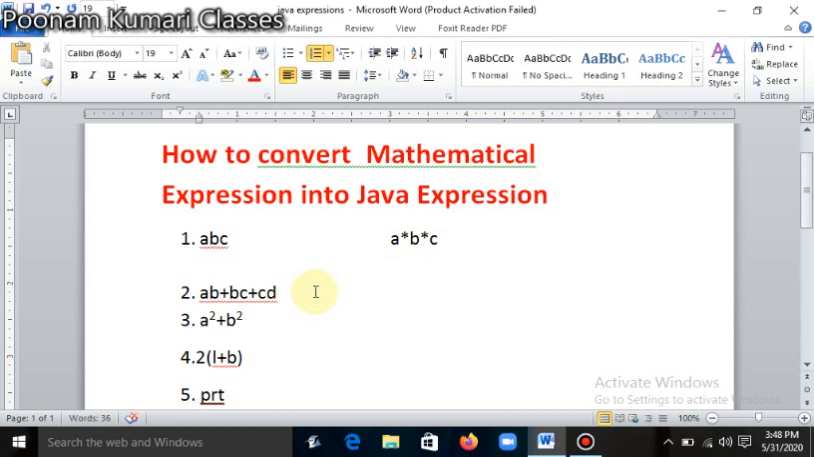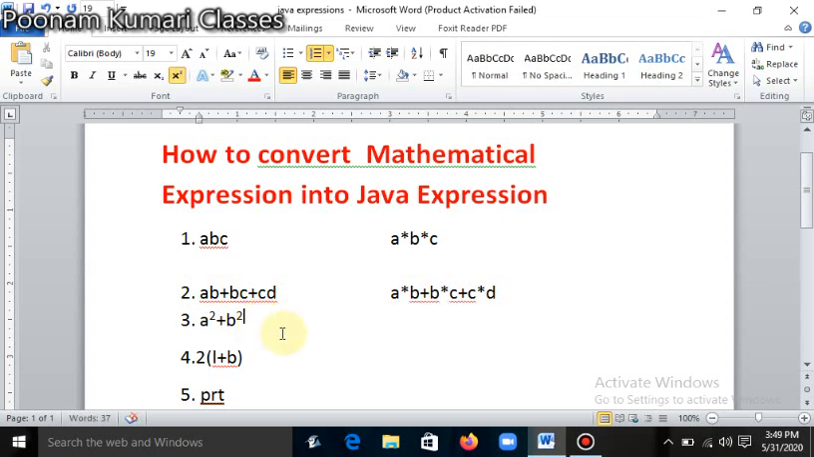Now we'll solve the next one. Next one is ab plus bc plus cd. So how will we solve this one? We will write it this way: a multiply b. There is no symbol between a and b, so we will apply multiply. Now after a multiply b, the symbol already given in the question, plus, we will type, then b multiply c, then again plus c multiply d. In this way we will solve the second expression.